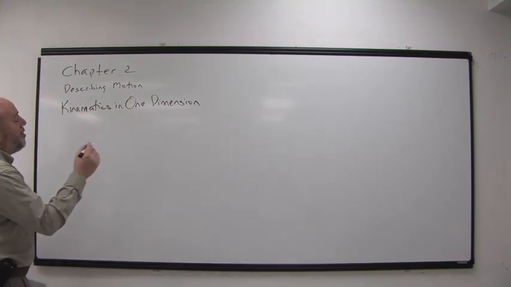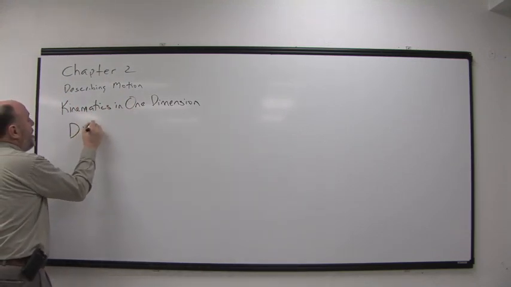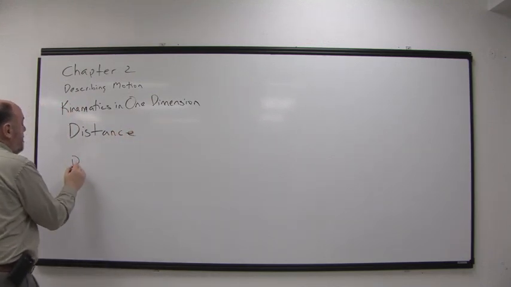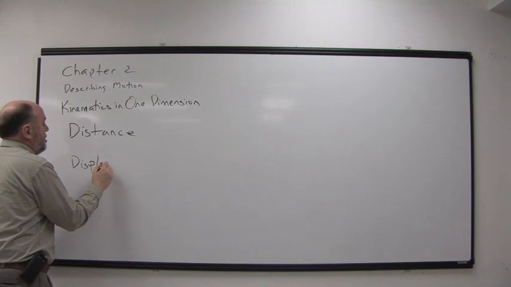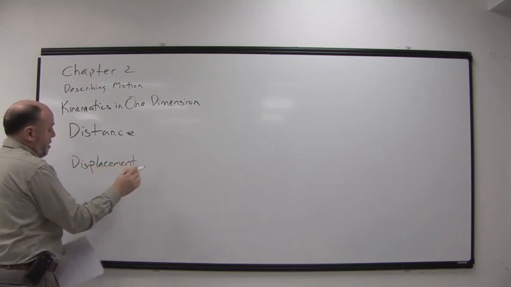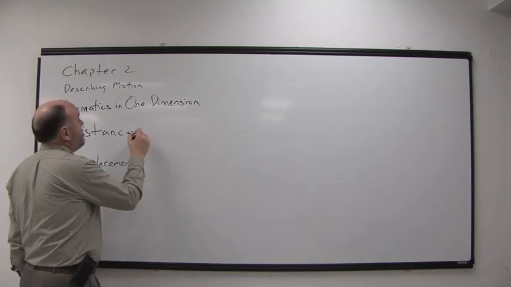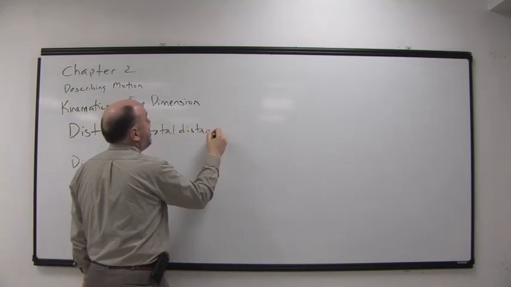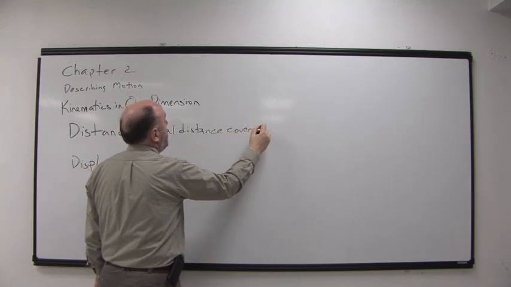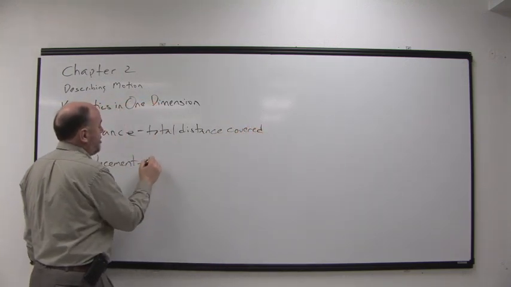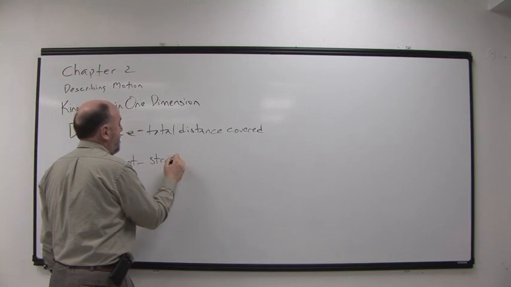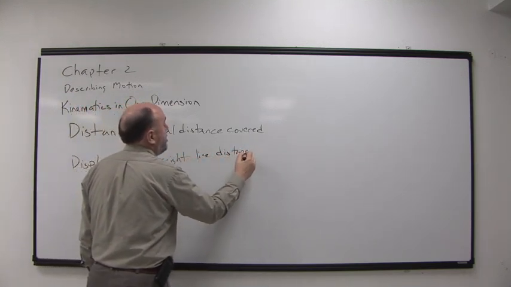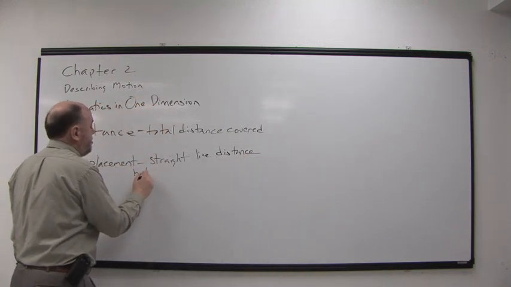First off, in terms of two quantities, we have distance, and then we have displacement. Distance, basically, is the total distance covered, whereas displacement, basically, is the straight line distance between two points.